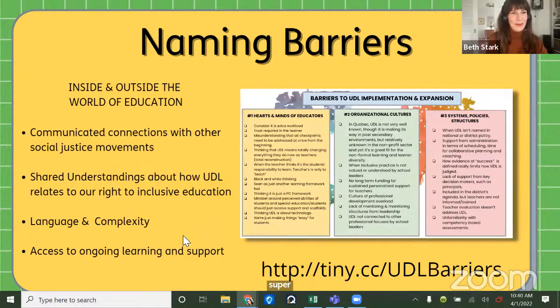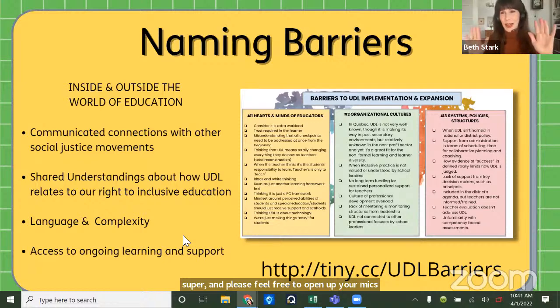Super. And please feel free to open up your mics. Oh, Ron, I'm sorry, I have to pitch one more that you put in the chat. When UDL isn't named in national or district policy, ding, ding, ding. I do want to state that UDL is named in policy that is written by the United Nations about every child's right and human right to an inclusive education. So if we could just take our props from the United Nations at the national and local level, we would be on the right track.